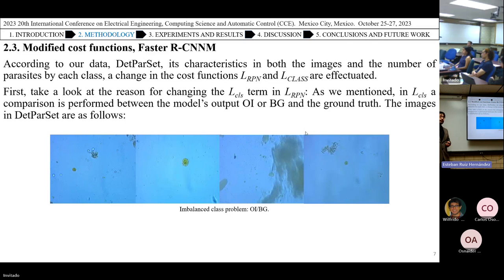So comparing the BH class to other parasites, you do not know if it's worse to classify the BH class over other classes for treatment, or how the diagnosis is going to be affected. Yes, because it's very important, because the treatment will be different depending on which parasite is present. Okay.